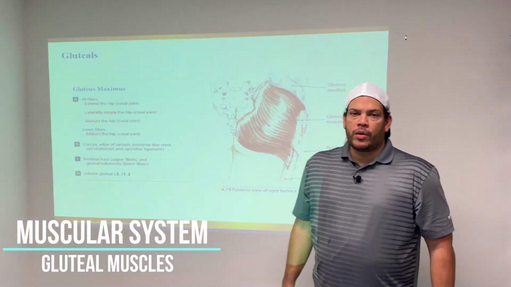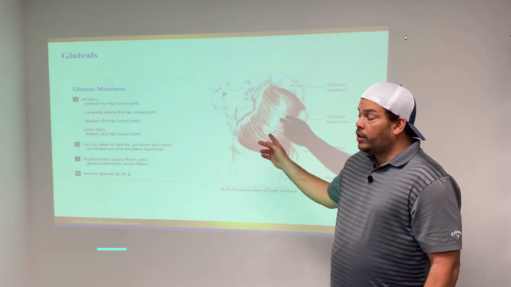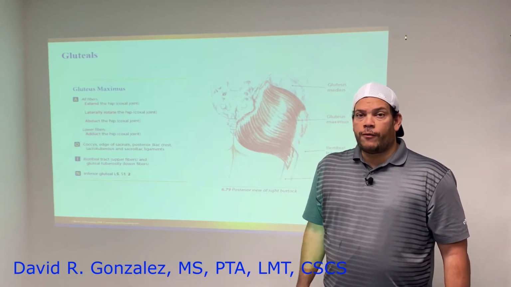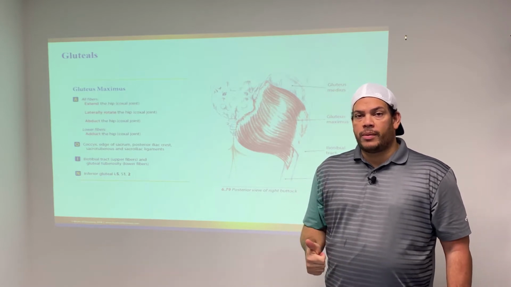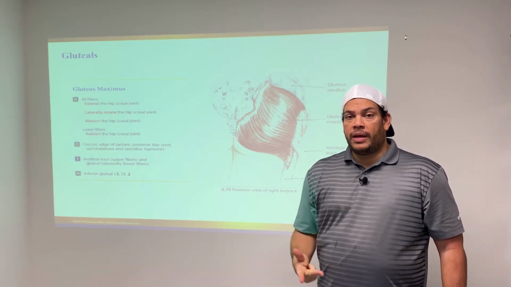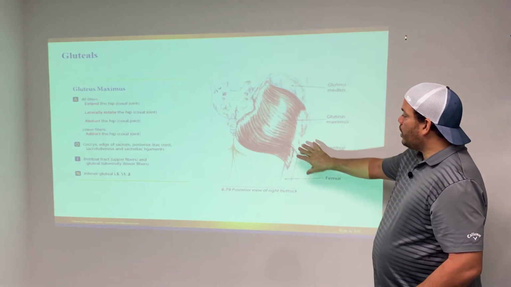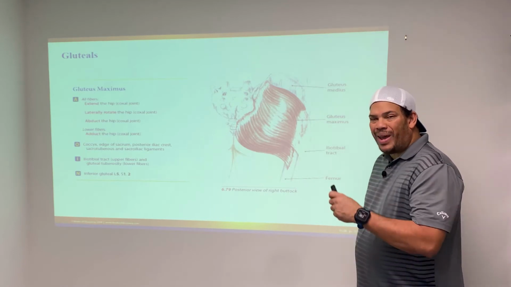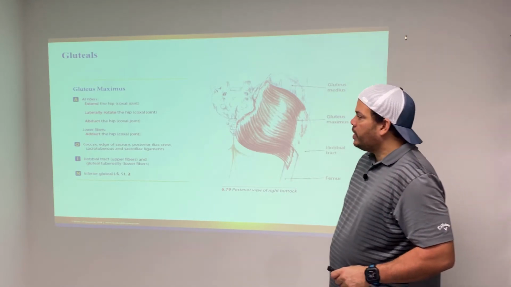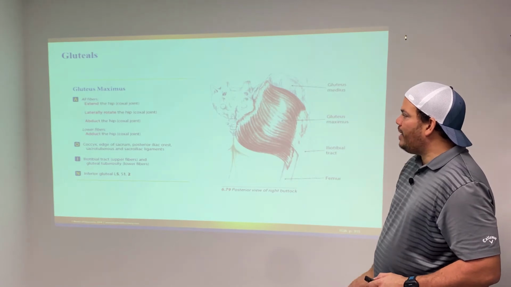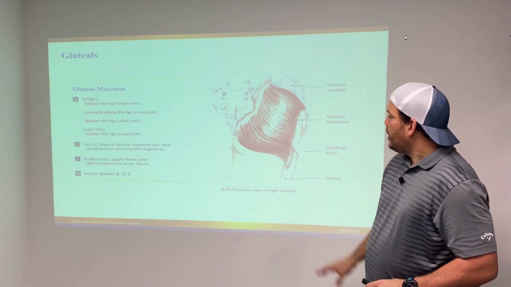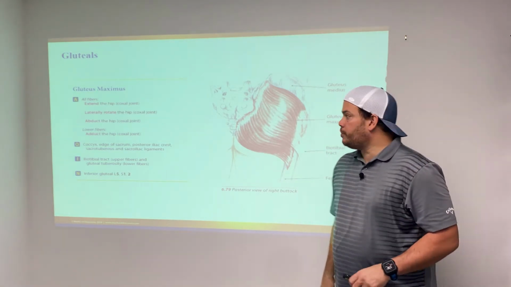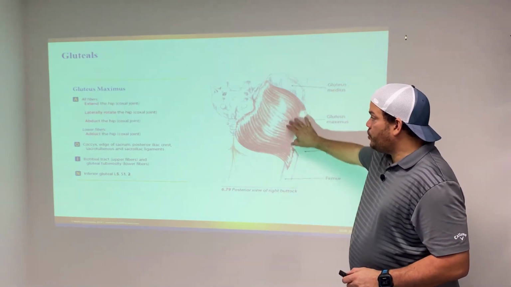Hello. The muscle group that we're going to talk about now is the glute muscles. The gluteals, or the glute muscles, are formed by three different muscles: the gluteus maximus, the gluteus medius, and the gluteus minimus. Right now we're going to talk about the gluteus maximus. The action of this particular muscle is to do extension of the hip. It will also assist on lateral rotation of the hip, and the uppermost fibers of the glute will assist on abduction of the hip joint.